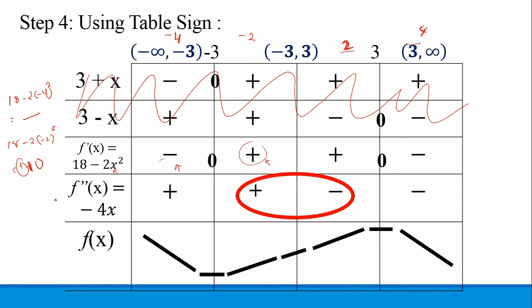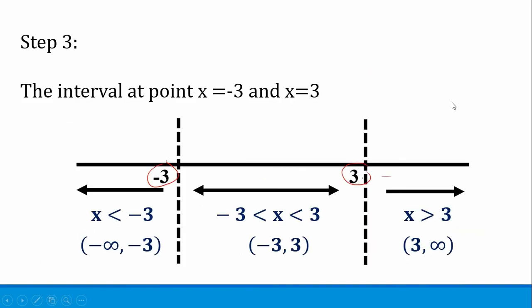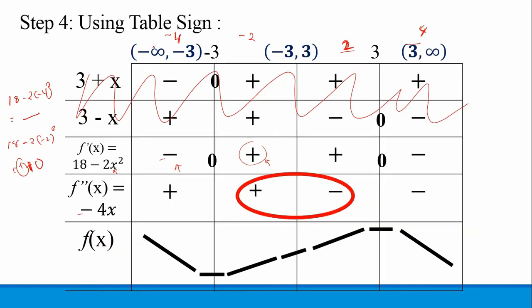And next, for the second derivative, you get negative 4x, right? This one you differentiated, so you get negative 4x. So you just need to substitute the values into this one. Substitute negative 4, and you will get 16. So 16 is positive, so its value is positive. Similarly, do the same for negative 2, 2 and 4. When you substitute, it will become positive, negative, and negative.